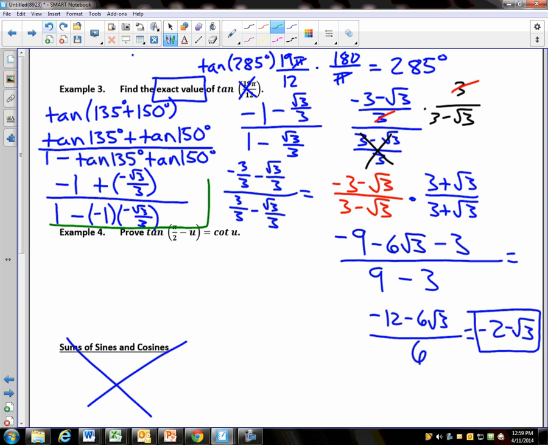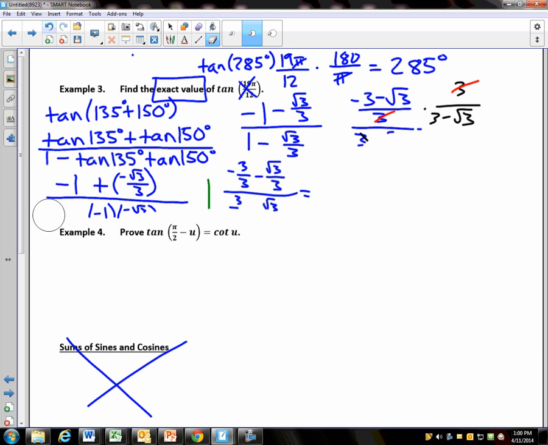So there you have it, negative 2 minus the root of 3. I think that the sine and cosine problems probably worked out pretty well for you. These are a little bit trickier, so pay close attention to your tangent problems. Okay, we do one more.